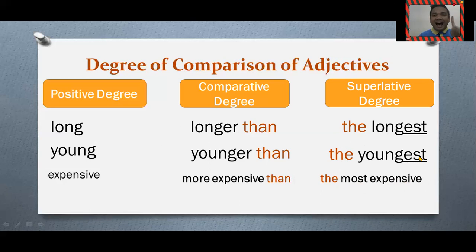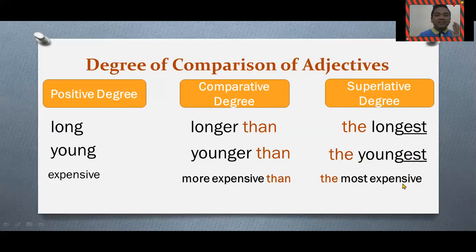Now, expensive, you could no longer add est. Again, do not add est to the adjective if the adjective has three or more syllables, or two or more syllables. Okay? So instead, you have to add the word the, and then most after the. So you will say the most expensive. Here, the youngest. Do not add most here because young has only one syllable. Okay, so the most expensive.